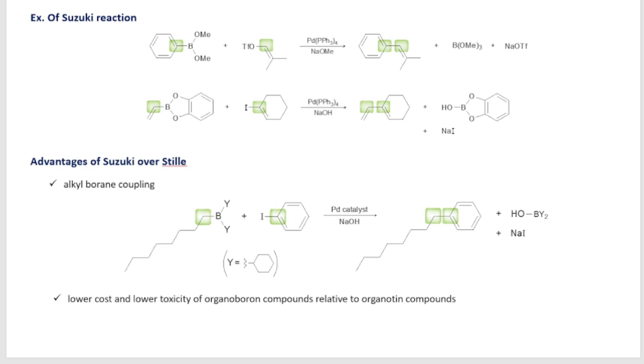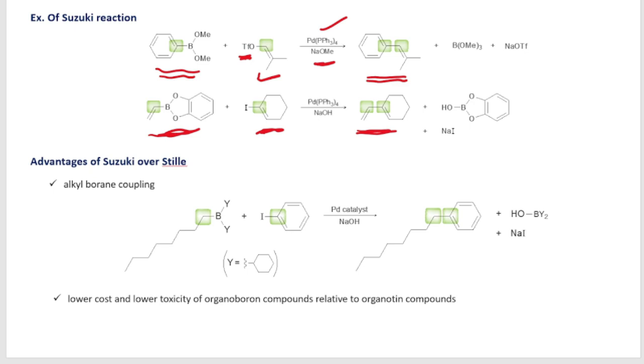So I have shown some examples of Suzuki reaction here. Your organoborane ester will react with this vinyl having OTf leaving group in the presence of palladium tetrakis and sodium methoxide. It will give you this styrene derivative. And here your vinyl part is reacting with another vinyl part. It is giving you a conjugated diene.